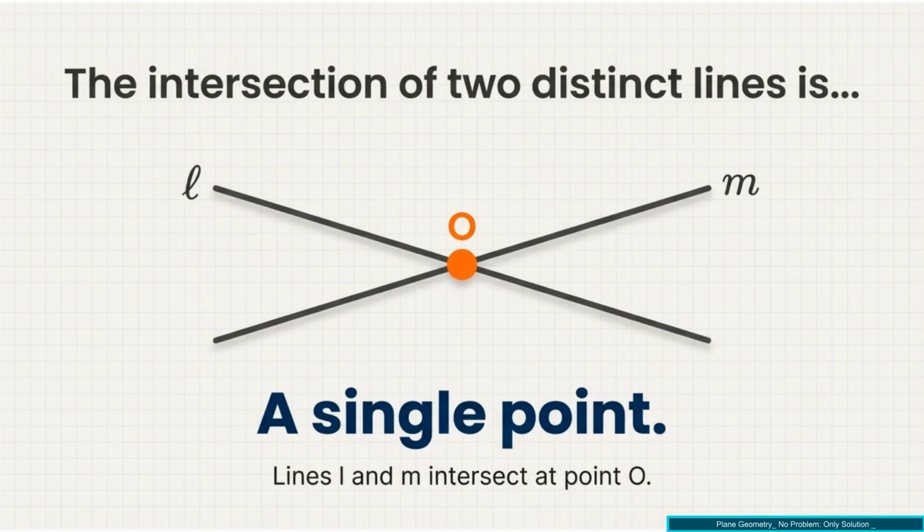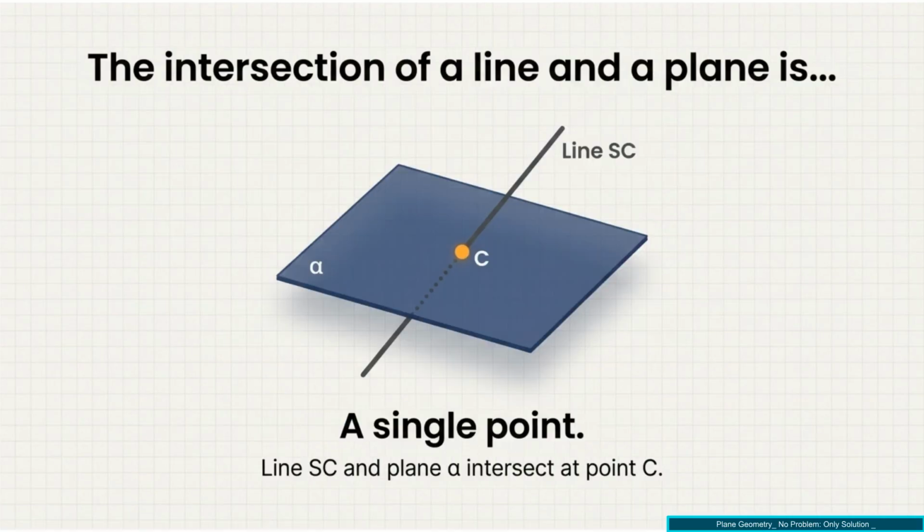We will start with lines. What will happen when 2 lines intersect? The intersection of 2 distinct lines is a single point. Yes, only 1 point. For example, lines L and M intersect at point O. What about when a line intersects a plane? What will happen? The intersection of a line and a plane is also a single point, provided the line doesn't lie on the plane. Here in this example, line SC and plane alpha intersect at point C. See, the intersection of a line and a plane is only a single point.